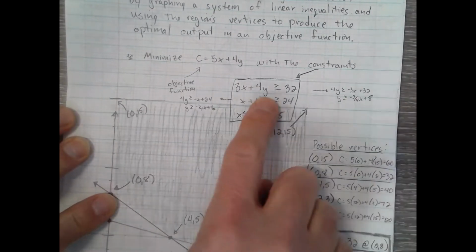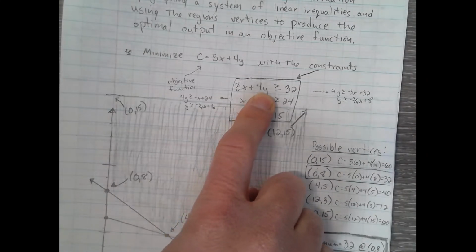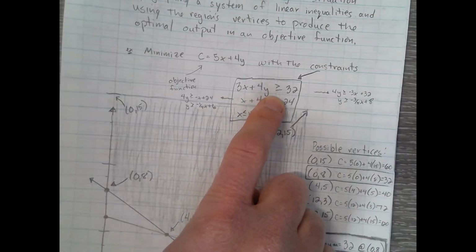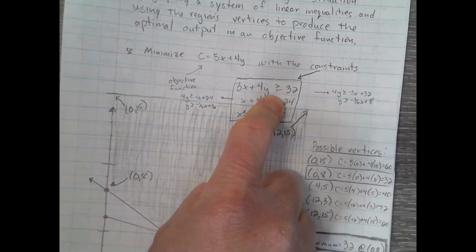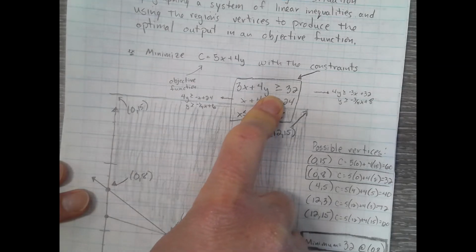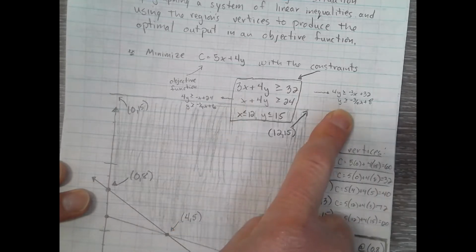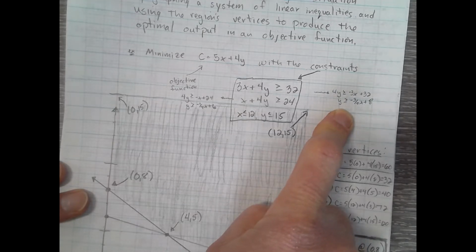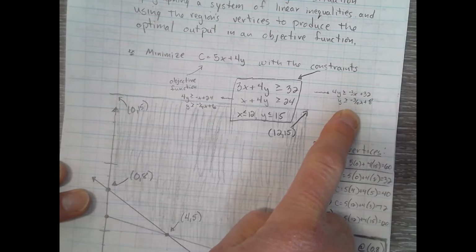Okay, so how do I graph 3x plus 4y greater than or equal to 32? Yes, you're going to have to graph a bunch of lines. Remember how to graph lines. One way to graph a line is to always solve for y. So subtract 3x, divide by 4, and we have it in slope-intercept form. My y-intercept is 8, and my slope is negative 3/4.